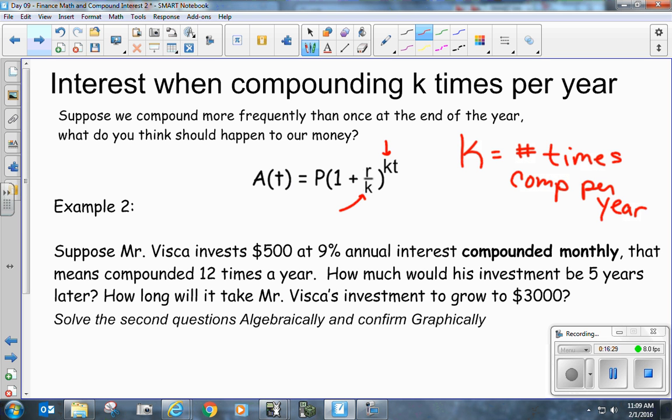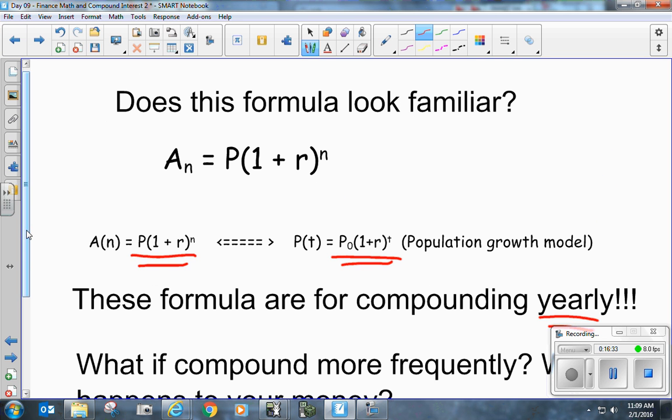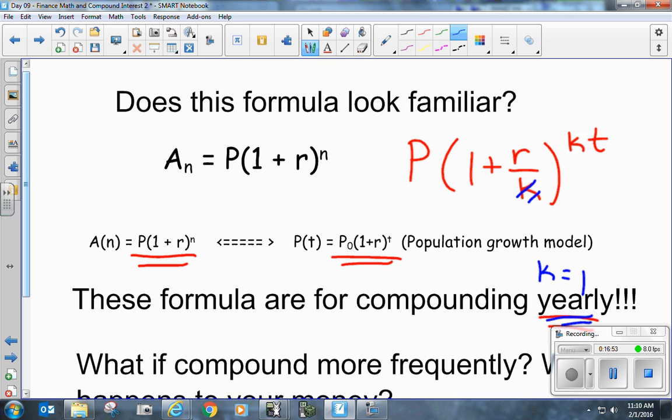So let's take a look back at this. If it's annually, what's the difference here? We have P times 1 plus R over K, to the KT. What if it's once a year? What's my K value? It's 1, isn't it? If it's compounded yearly, your K will be 1. What happens here? 1. What's 1 times T?